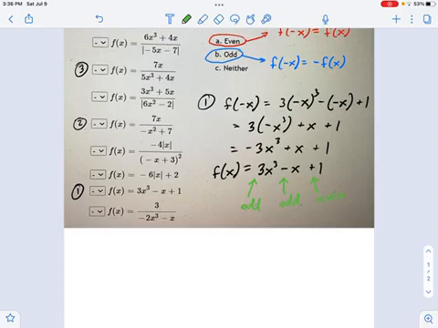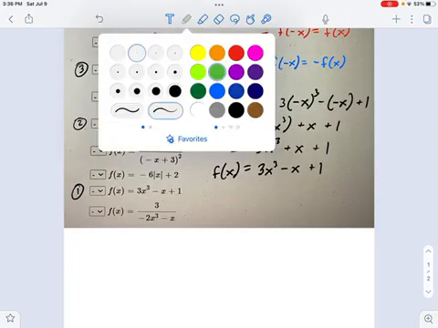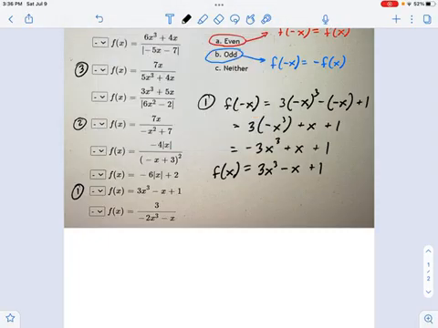So we have an equation here with both even and odd elements in it, which means it is neither even nor odd. To be odd, you have to be odd all the way. You can't just be a little odd. And to be even, you have to be even all the way. So that's how we found out that in this example, number 1, the result is neither. It is neither even nor odd.